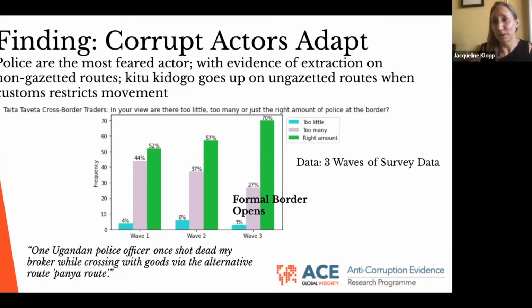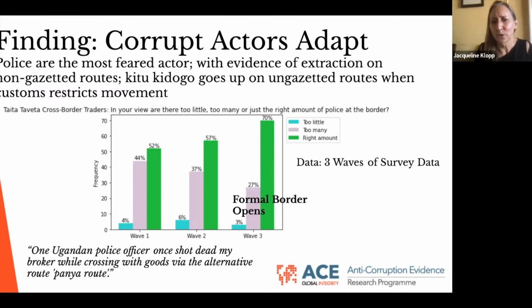Before, when the border was closed, there were obviously fewer routes, so they were more likely to encounter the police. The police were asking for more, and a large fraction said there were too many police. And when the formal border opened, all of a sudden that dropped, and things had gotten a little bit more back to normal. But still, the important thing is there's a very substantial fraction, regardless, that think there are too many police and that they do fear the police.